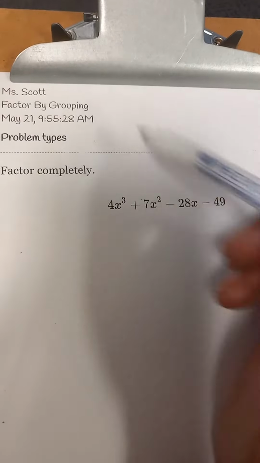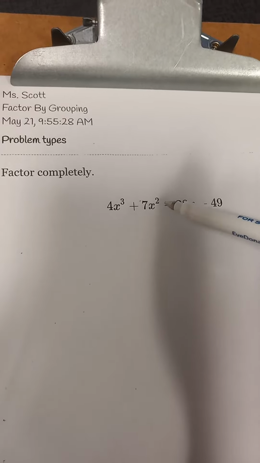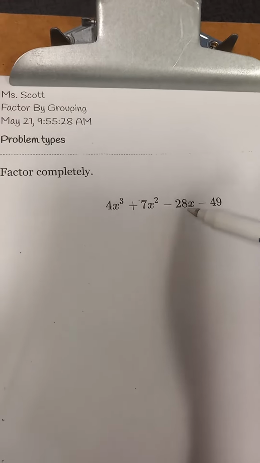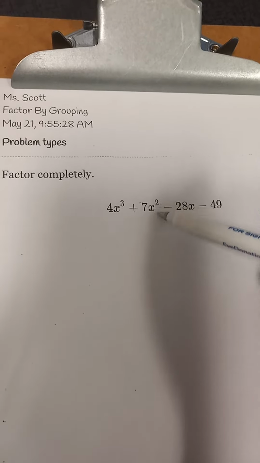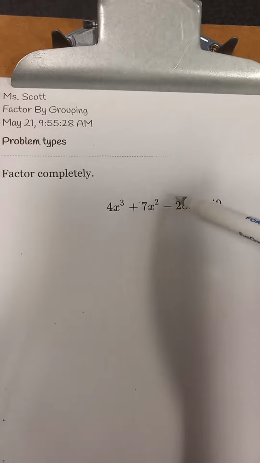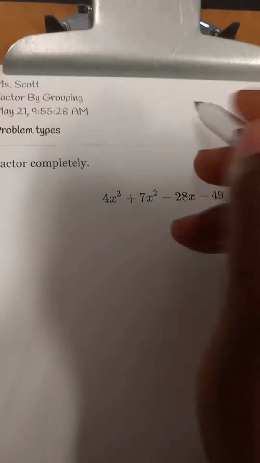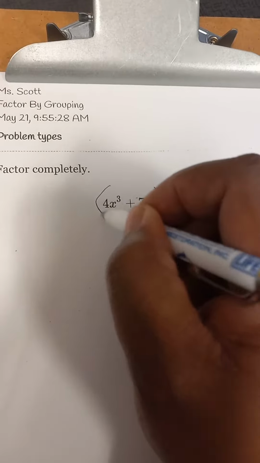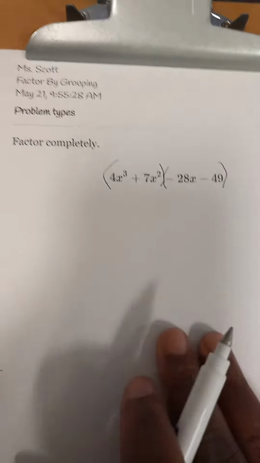Today we are going to factor by grouping. And I have 4x to the third plus 7x to the second power minus 28x minus 49. First I'm going to factor out the first two terms and then factor out the last two terms. So what I'm going to do, I'm going to put a parenthesis around this. And then it'll make it easier for me to factor.